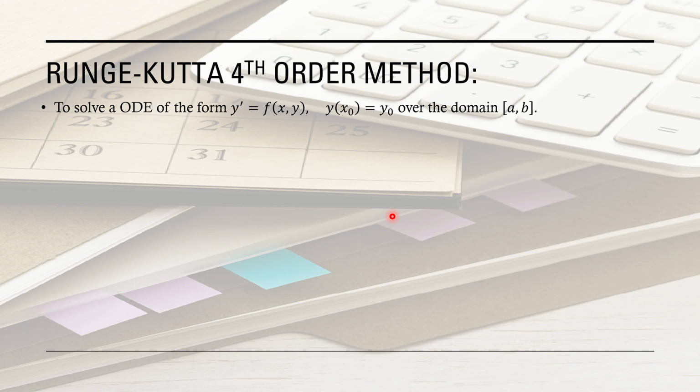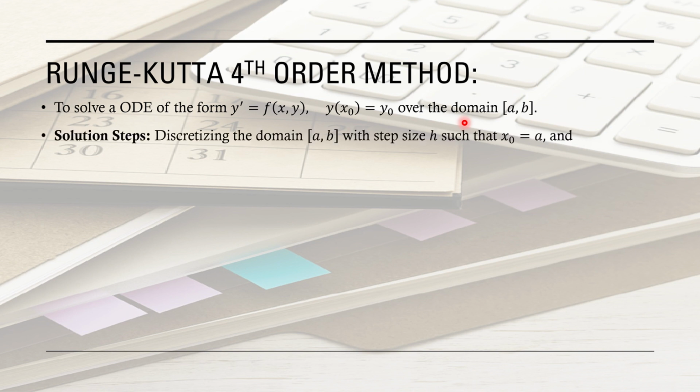We need to convert the differential equation into the form y dash is equal to f of x y with some initial condition y of x naught is equal to y naught, and we have to solve this differential equation over the interval a to b, keeping in mind that a is equal to x naught. The steps are, we first discretize this interval by taking a step size h, and as I said, a and x naught will be the same.